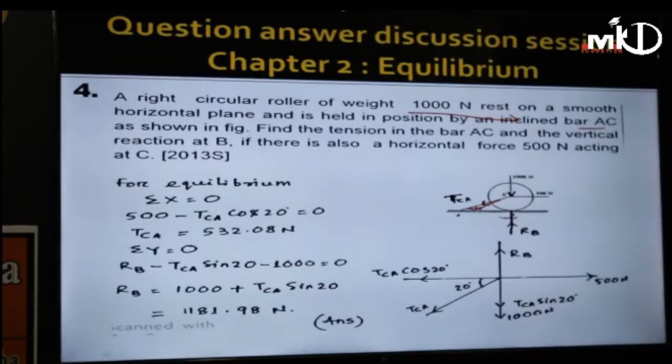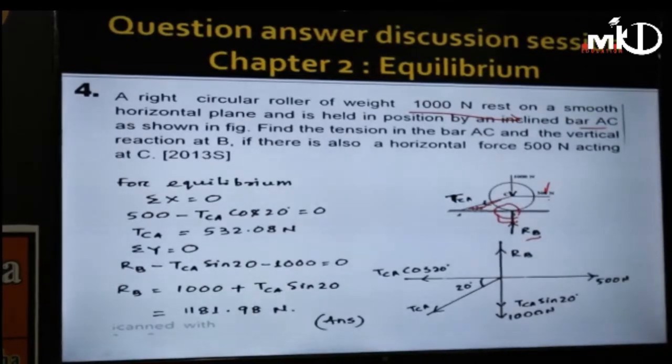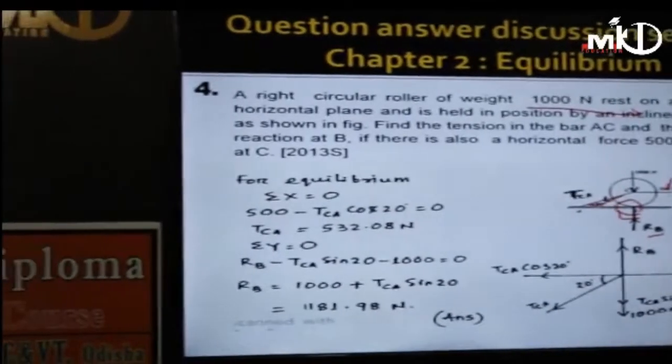See, this is the point of support. So obviously a reaction will come vertically, that is perpendicular to the horizontal surface. There is also a horizontal force of 500 Newton acting at point C. So these are the forces: RB, TCA, 1000 Newton, 500 Newton. Now come to this part, you will get clarity about the components of these forces.